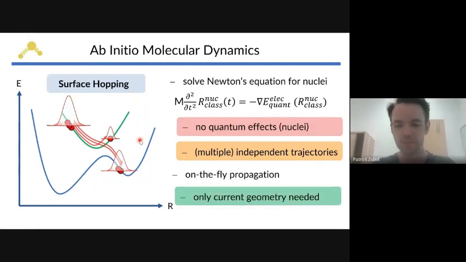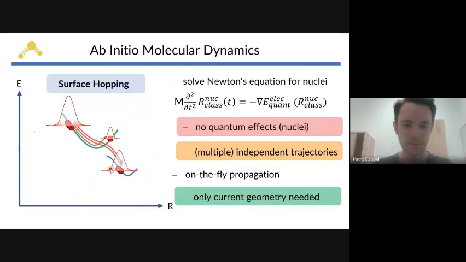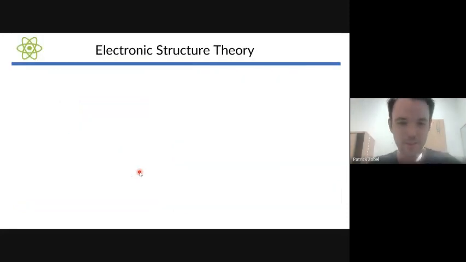And then, probably the main reason why we actually do this is that you don't have this pre-computation of a grid anymore, but you can propagate the dynamics on the fly, which means you only always need to calculate the current geometry where you are. So all these potentials which are never visited, you don't have to calculate beforehand, and this really saves a lot of effort. So, one more introductory slide to the theory, and then we start with the real part of the talk.